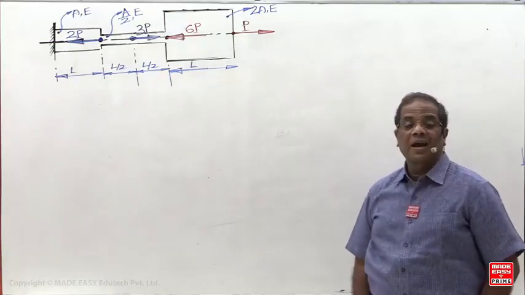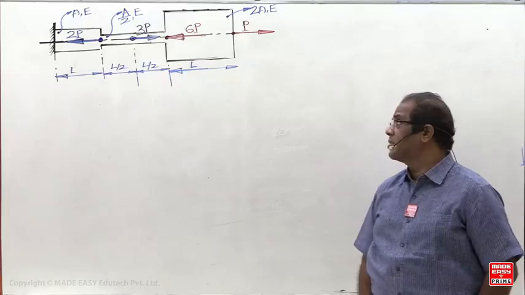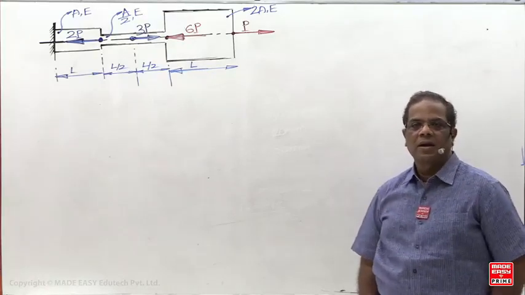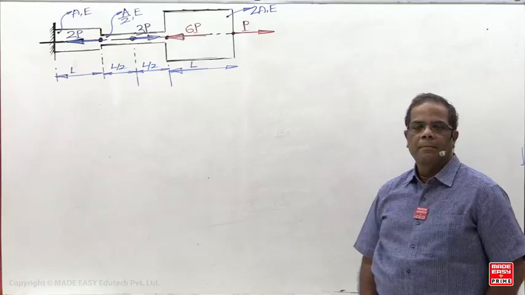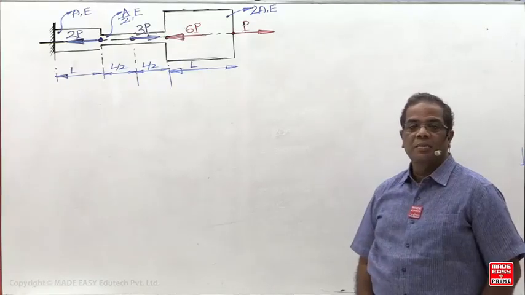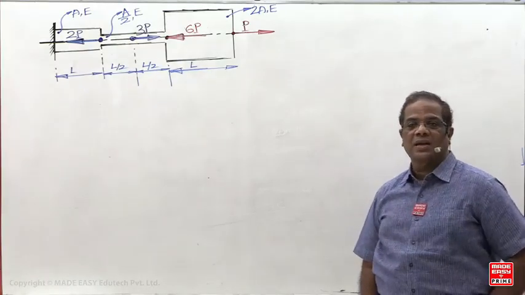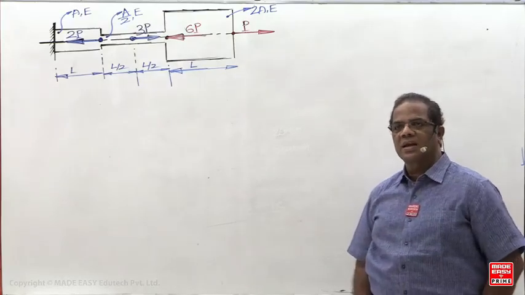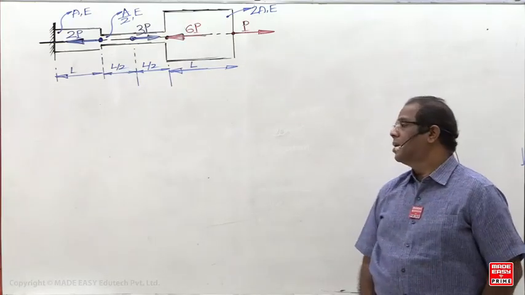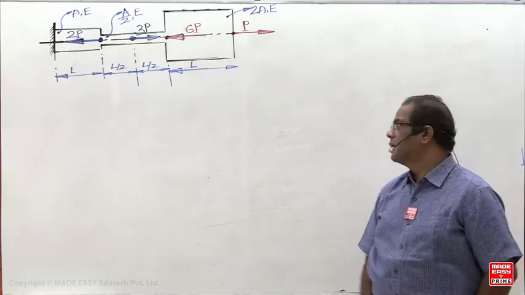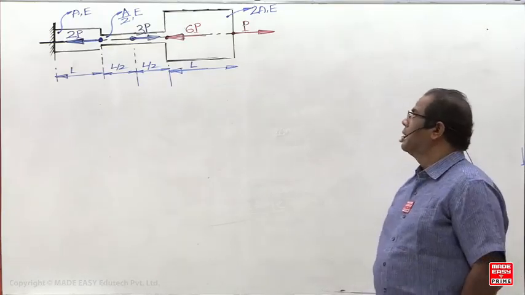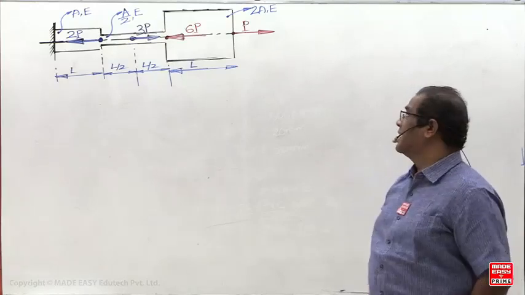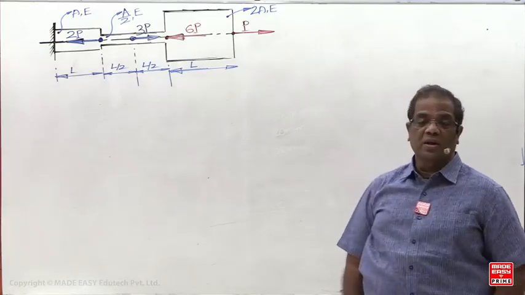For the stepped bar as shown, somebody is asking to repeat it. For the stepped bar as shown in the figure, determine: Number 1, maximum tensile and compressive load acting on the bar. Number 2, axial loads at different cross sections.